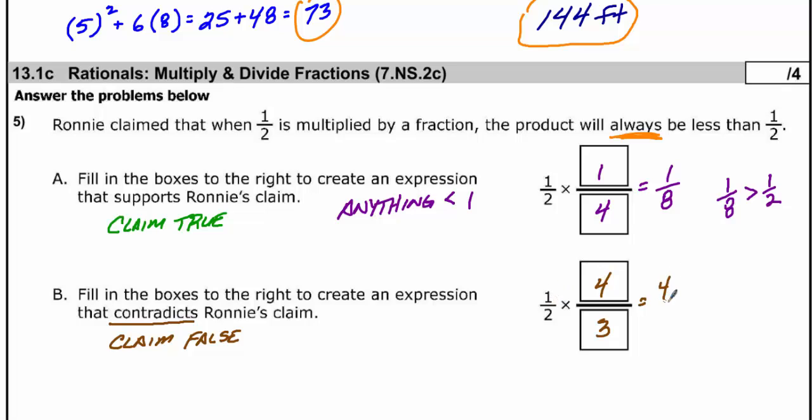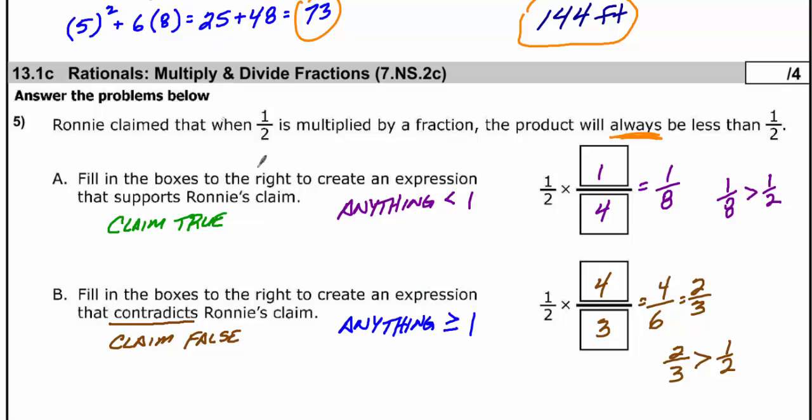1 times 4 is 4. 2 times 3 is 6. That simplifies to 2/3. 2/3. And the fraction 2/3 is actually greater than 1/2. So in this case, anything either greater than or equal to 1.